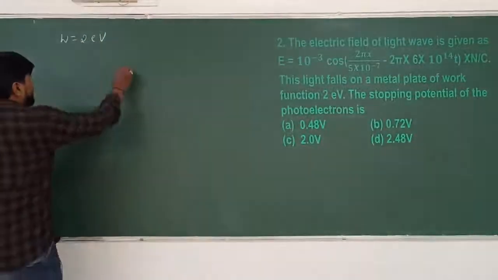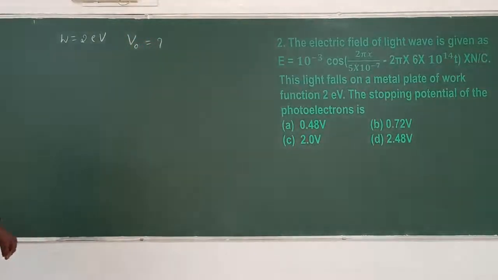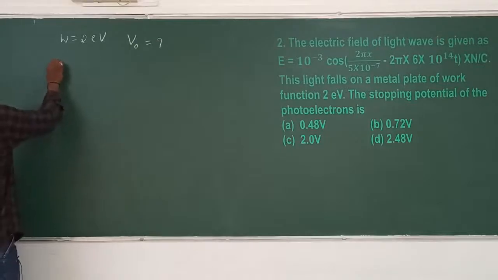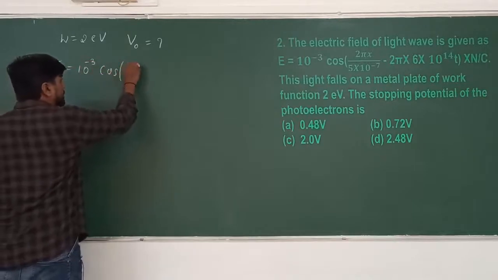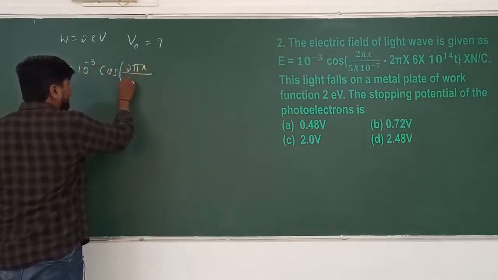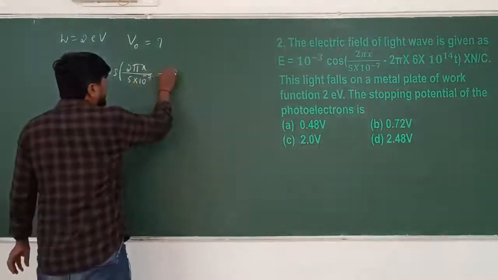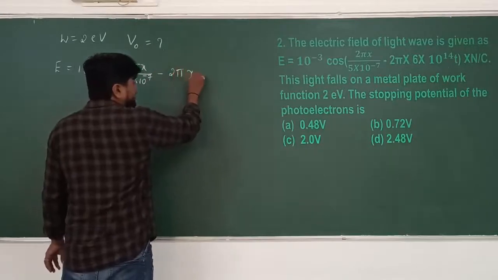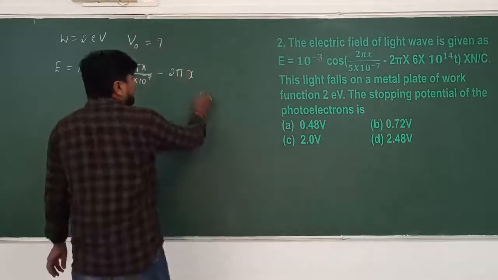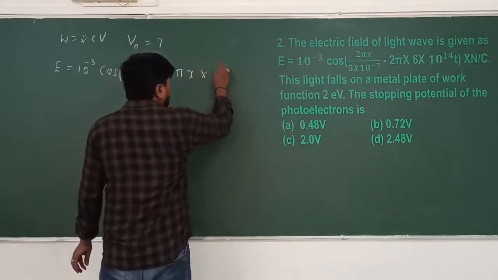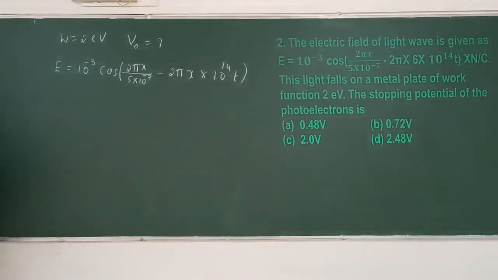They are asking to find out the stopping potential, so V naught is equal to question mark. Again I can write the same equation: E is equal to 10 power minus 3 cos of (2 pi x divided by 5 into 10 power minus 7, minus 2 pi into 6 into 10 power plus 14 t). So the equation is somewhat wrong.